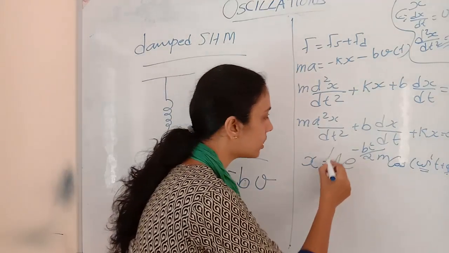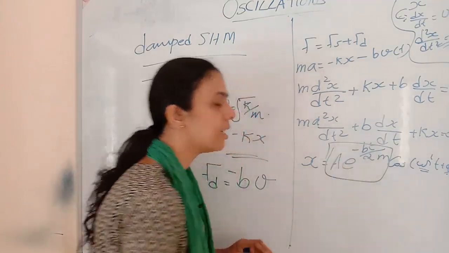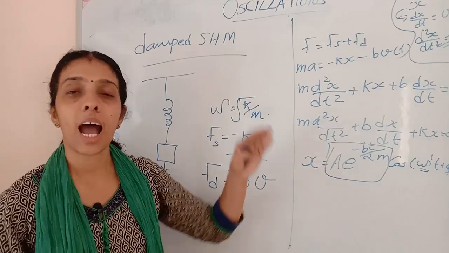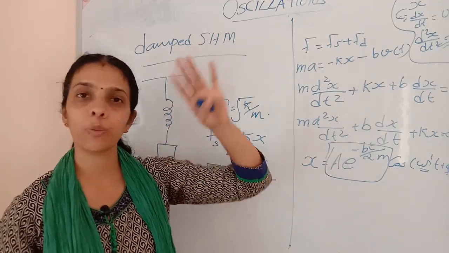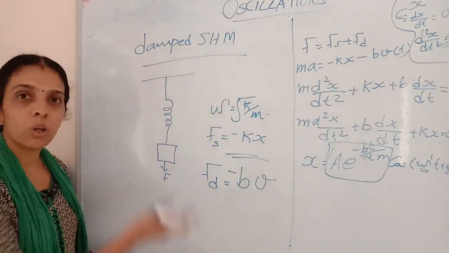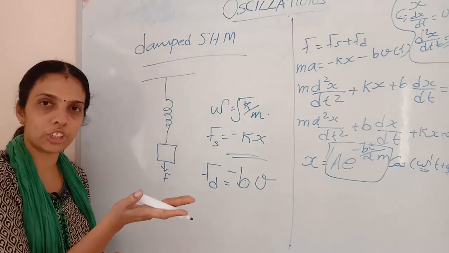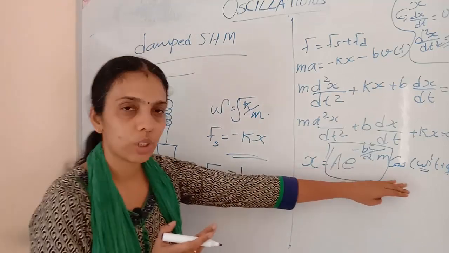So what is the amplitude term over here? This is the amplitude term, right? So it is an exponentially decreasing term. Okay, amplitude is decreasing. That is what we are seeing here, isn't it? When we oscillate, amplitude is decreasing and finally it comes to the rest position, right? So that is what we showed through this.